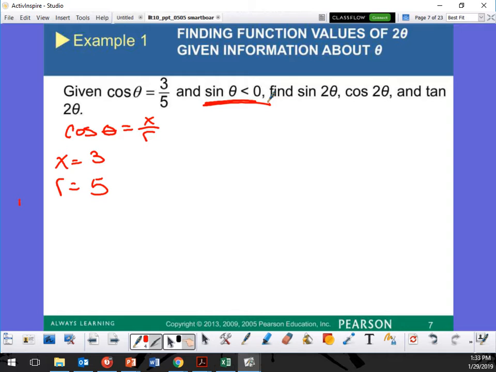You should look at it and tell me, hey, what's the y value? 4. It's negative 4, right? It's negative 4 because y has to be negative. You guys have done the Pythagorean Theorem that many times. So, Pythagorean Theorem, for this one, it's 3 squared plus y squared equals 5 squared. 9 plus y squared. 16.